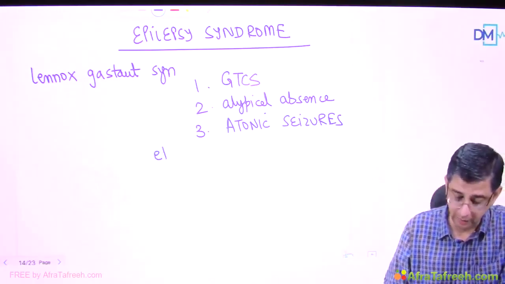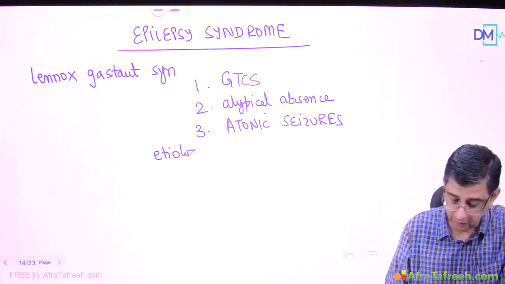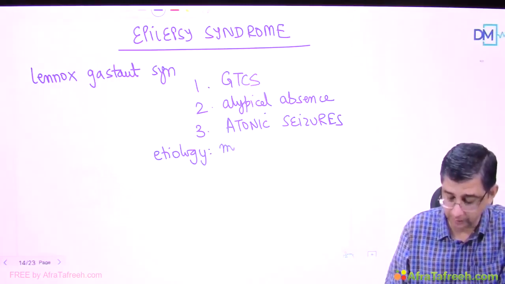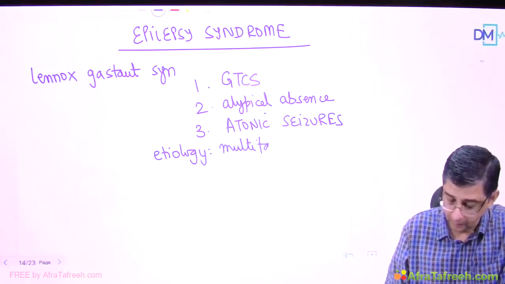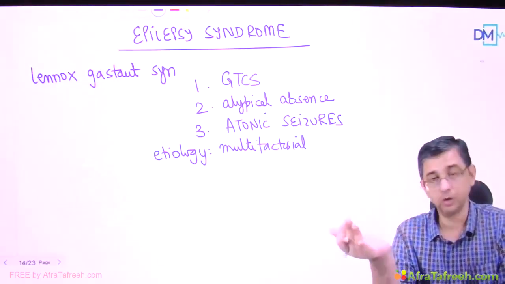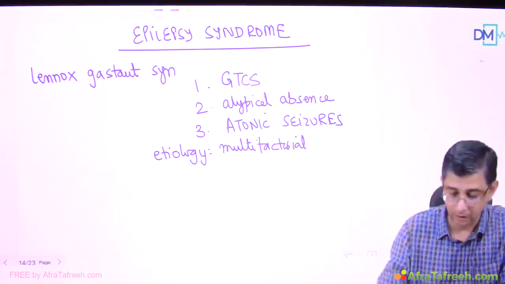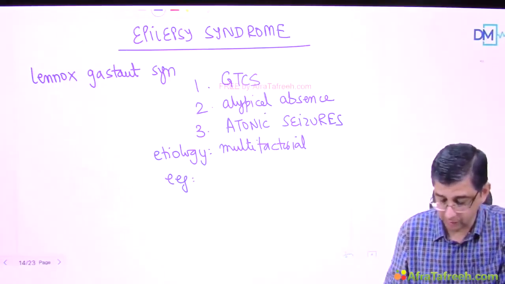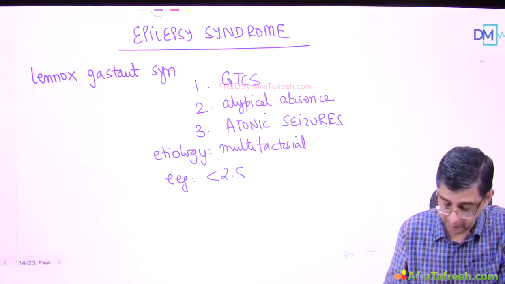The etiology behind development of Lennox-Gastaut syndrome is multifactorial. We usually try to go for monotherapy in these patients. The drug of choice for Lennox-Gastaut syndrome is sodium valproate, and the EEG pattern that is seen in these patients is less than 2.5 hertz spike and slow wave pattern.